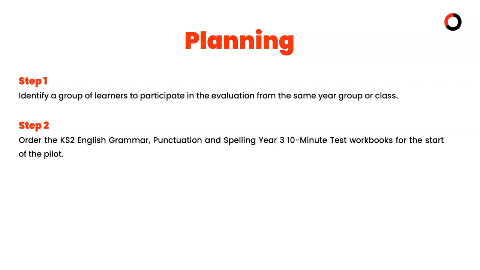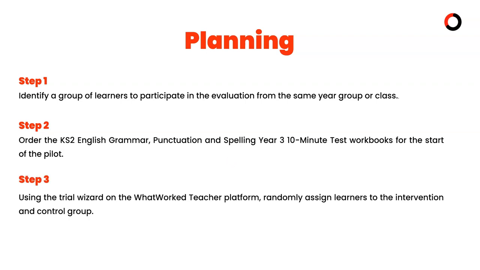At least you won't hopefully have to pay for them, but in future versions of the trial, this may be something that your school has to purchase. Step 3. Using the trial wizard on the What Worked Teacher platform, randomly assign learners to the intervention and control group.